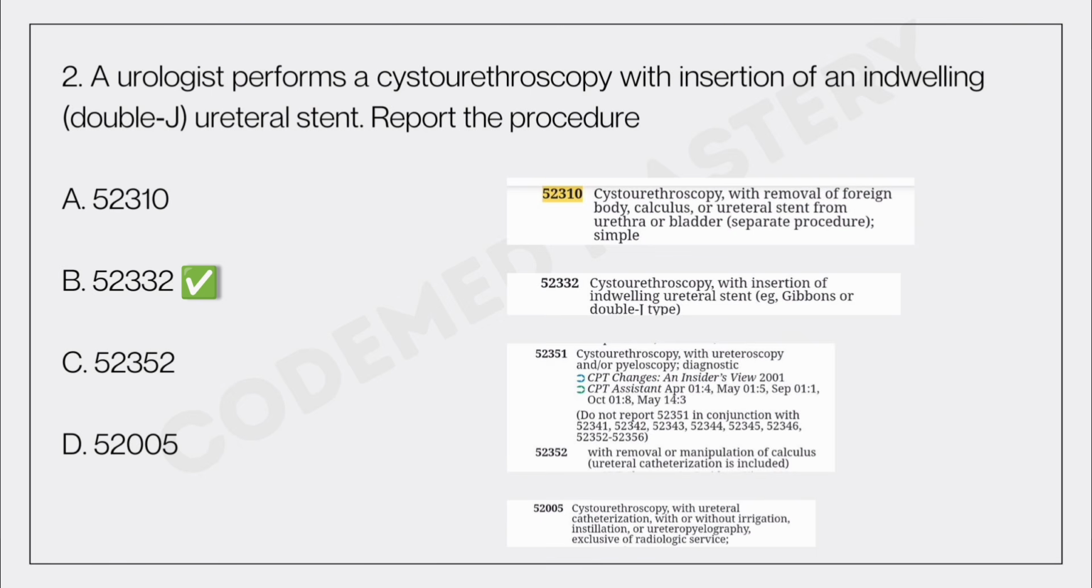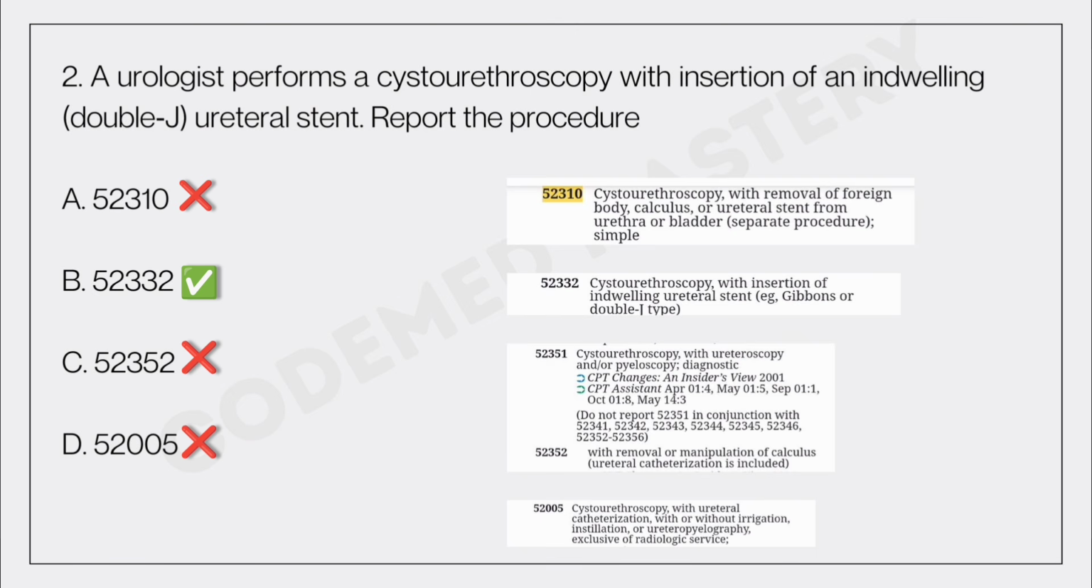So the right answer is option B. Option A is wrong because it is for cystourethroscopy but with removal of foreign body, calculus or urethral stent. That is not given in the question. In the question they have given insertion of an indwelling double J urethral stent. 52352 in option C is wrong because it is for cystourethroscopy with removal or manipulation of calculus. That is not mentioned in the question. And option D is for cystourethroscopy with urethral catheterization. That is also not given in the question. The right answer is option B.